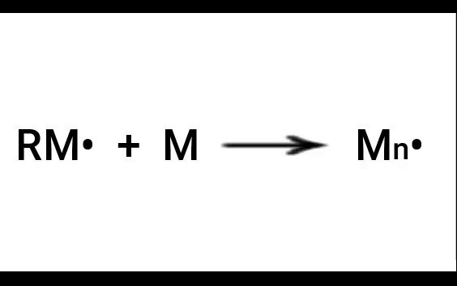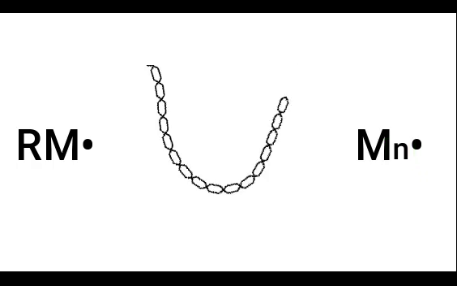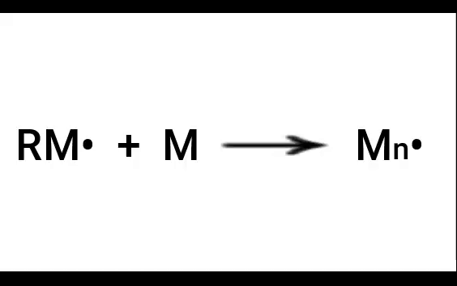In the propagation step, additional monomers can add to the chain carrier through radical addition reactions. This creates the growing chain carrier. Here, M subscript N represents the growing chain carrier, where N represents the fact that there are many monomers in the chain. Monomers can continue to be added along the growing chain carrier until termination.